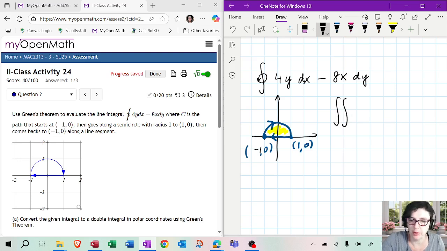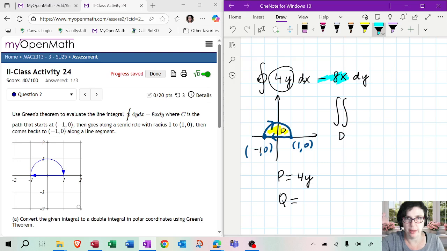So this is going to be a double integral over the region enclosed by this thing. So let's just call it D. Okay, what are we going to integrate? So P is the dx part, right? So P is 4y. And then Q, now this is very important. Q is going to include this negative, because it's supposed to be P dx plus Q dy. So this is going to be like plus minus 8x. So be very careful if there is a minus here. That is actually part of Q.